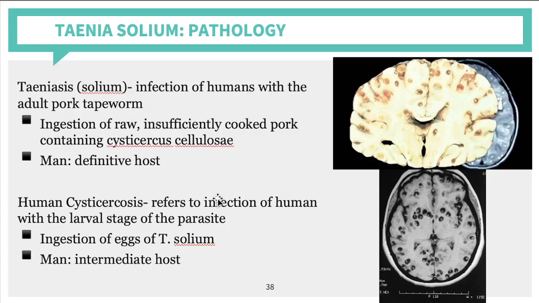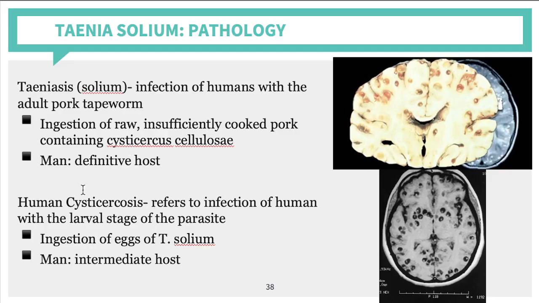What is the disease that we call the infection for Taenia solium? We call it taeniasis. In taeniasis, man is the definitive host because we ingest the Cysticercus cellulosae. However, on the other hand, there is also an infection brought about by the ingestion of the eggs, correct? Once we ingest the eggs here, what is the role of man in this infection? We call man the intermediate host.